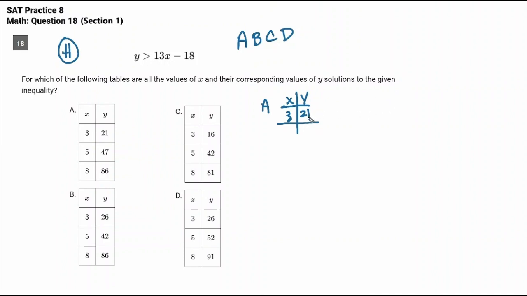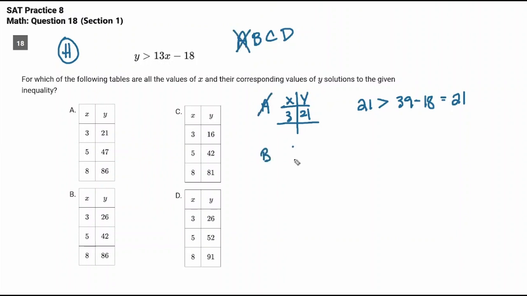So here we've got y is 21. That's bigger than 13 times 3, 39, minus 18. Do that on your calculator. 39 minus 18 is 21. So, is 21 bigger than 21? It's not. So A is gone. You don't need to do any more work in A. And now you go to B.